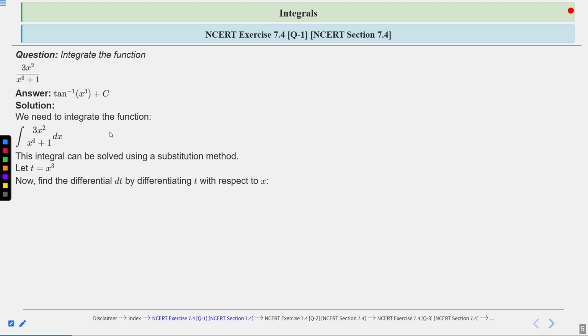Now find the differential dt by differentiating t with respect to x. So we can write dt upon dx is equal to d upon dx of x cube, which is equal to 3x square, right? So we can say that dt will be equal to 3x square dx, okay?